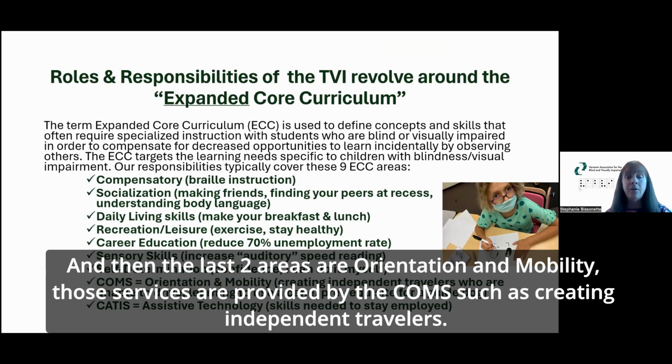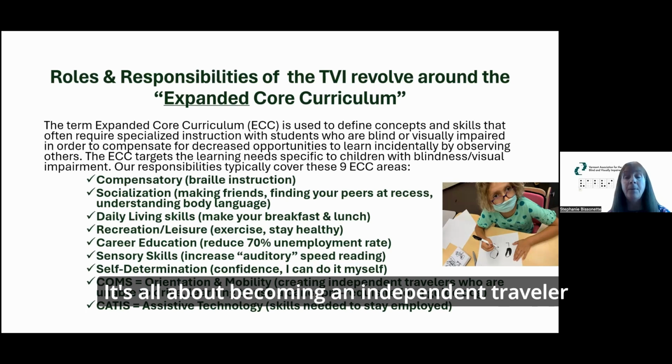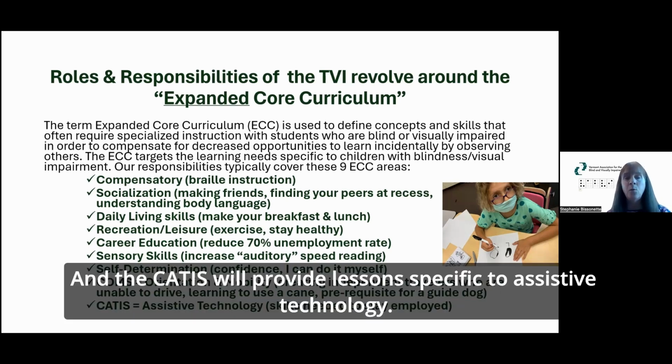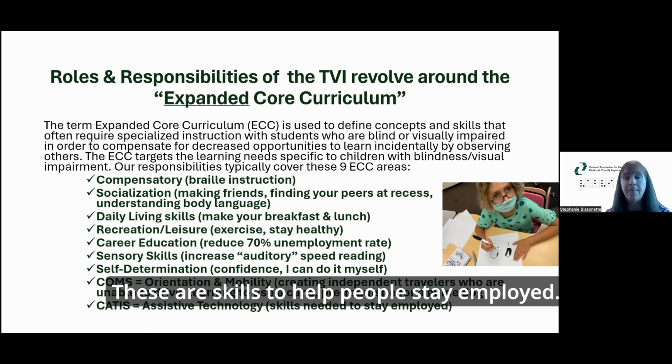And then the last 2 areas are orientation and mobility. Those services are provided by the COMS, such as creating independent travelers who are unable to drive. They may or may not learn to use a cane. This is a prerequisite for getting a guide dog. It's all about becoming an independent traveler. And the CATIS will provide lessons specific to assistive technology. These are skills to help people stay employed.